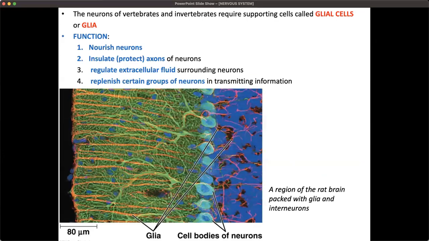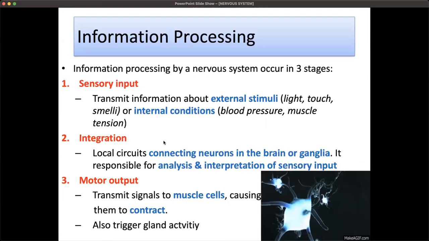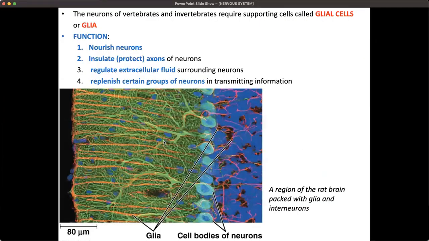The neurons of vertebrates and invertebrates require supporting cells called glial cells, or glia. The function is more on nourishing the neurons, protecting the axons, regulating the extracellular fluid surrounding the neuron, and replenishing the group of neurons in transmitting information. Basically it's more on nourishing, providing all the nutrients needed by the neuron, and acting as an insulator of the axon.